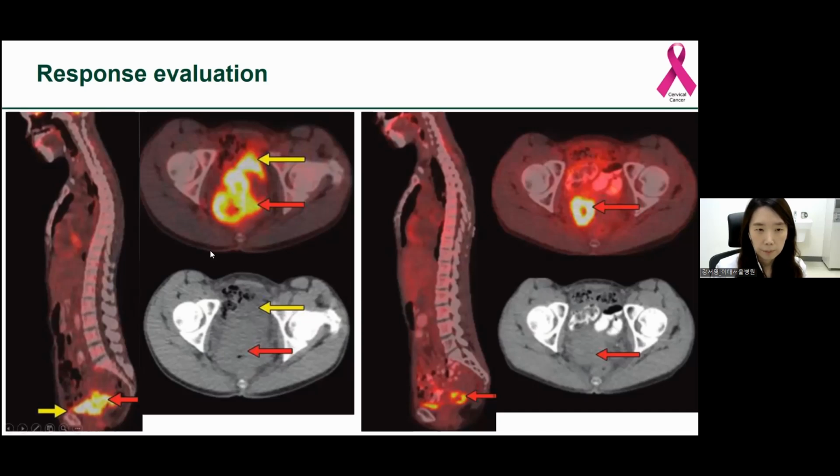So initial PET-CT images showed large hypermetabolic masses in the pelvic cavity. But after radiation therapy, the PET-CT images show the interval partial treatment response. The hypermetabolic cervical mass has decreased in size and FDG activity. SUV max changed to 8.3 from 11.2.